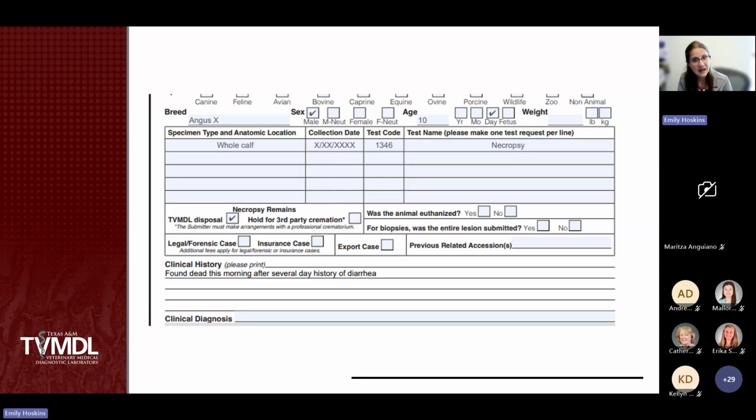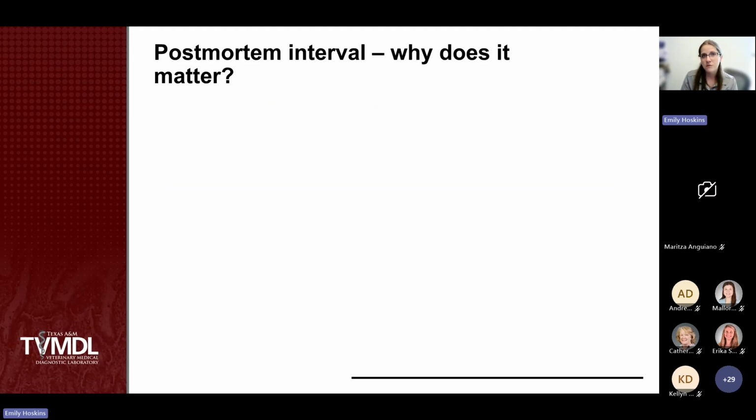The first is that it gives us a little bit of an idea of a postmortem interval. We know it was found dead this morning, and we know that it was being observed enough that we were clinically seeing diarrhea for several days prior. So we know this was not a body sitting out for several days in a pasture before we got it. Why is postmortem interval important? There's a couple of reasons.